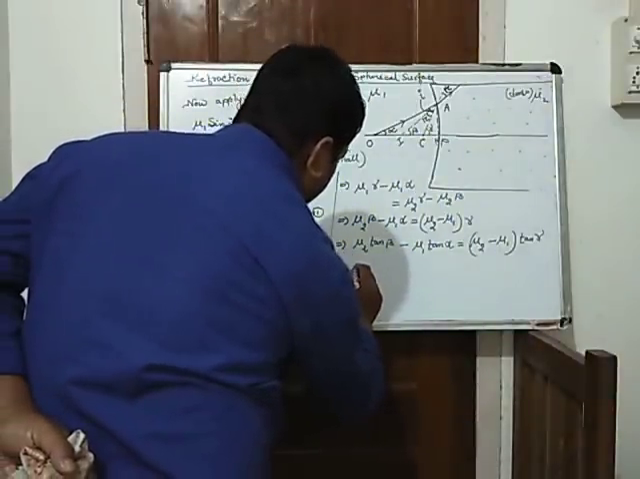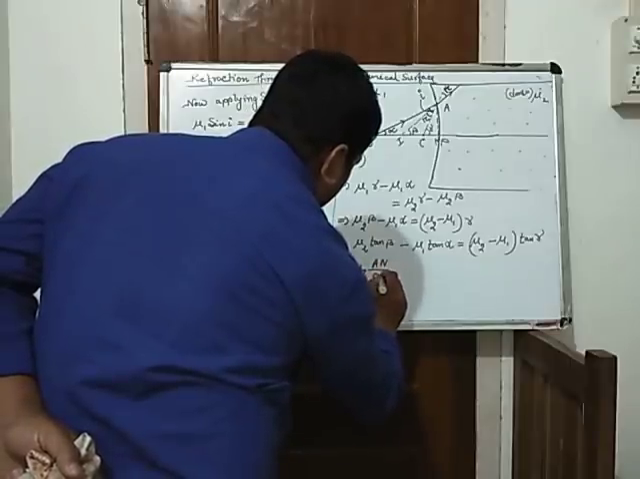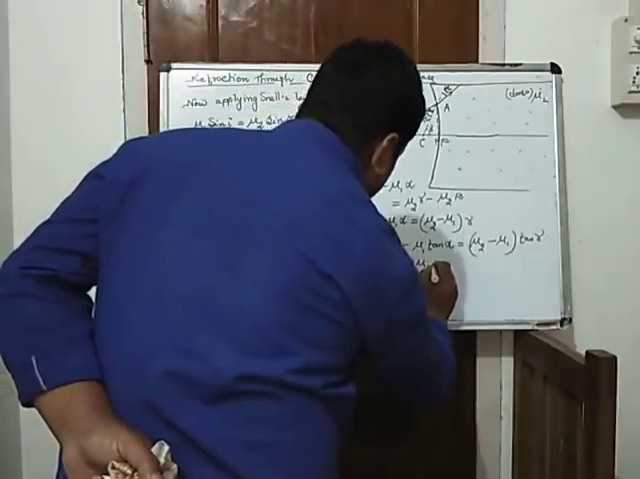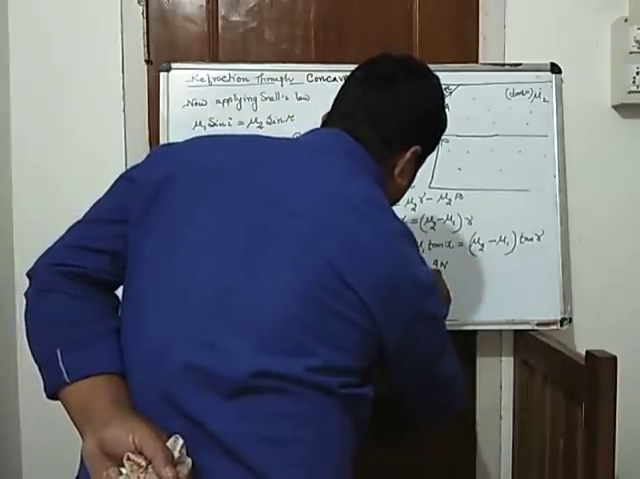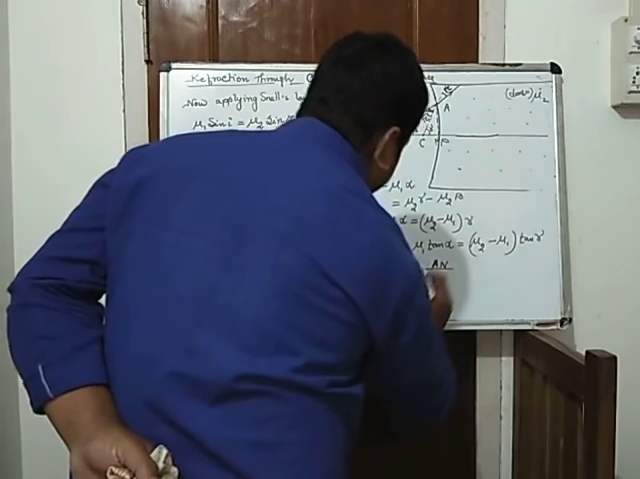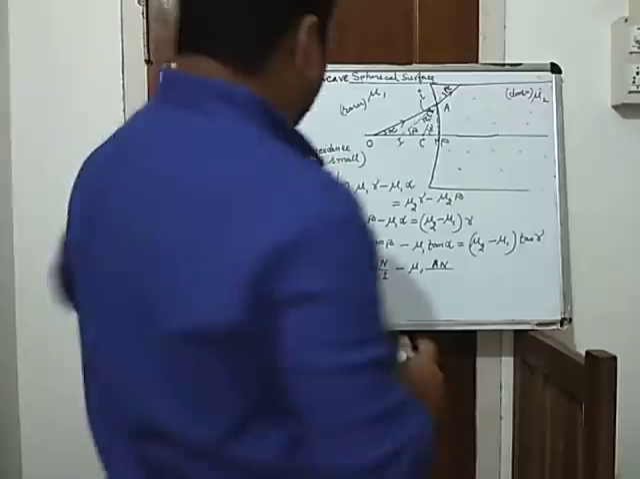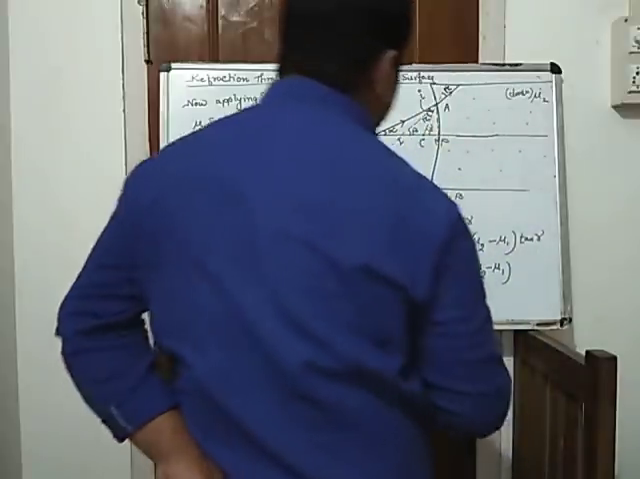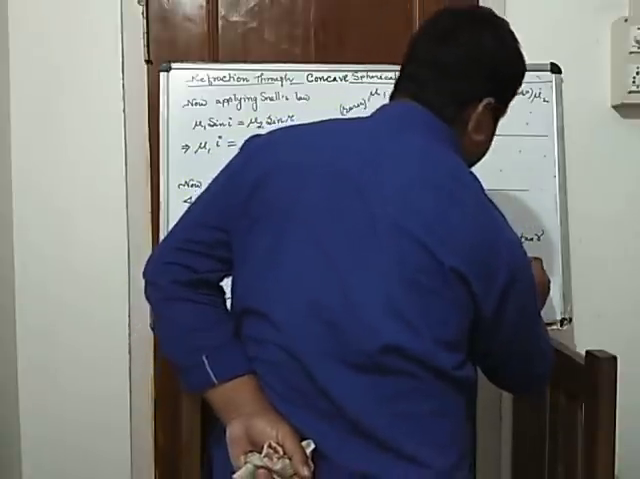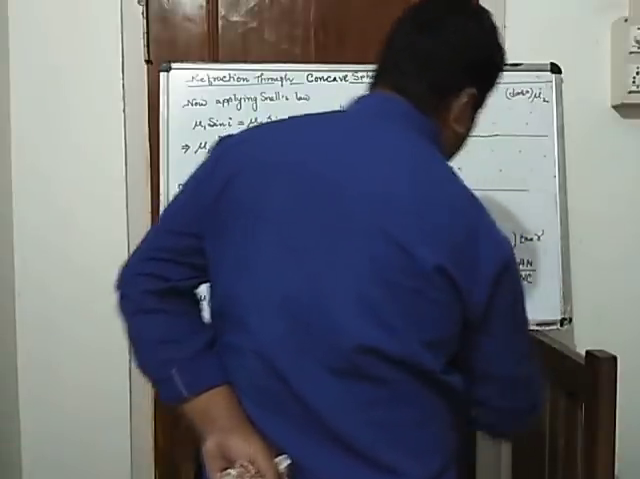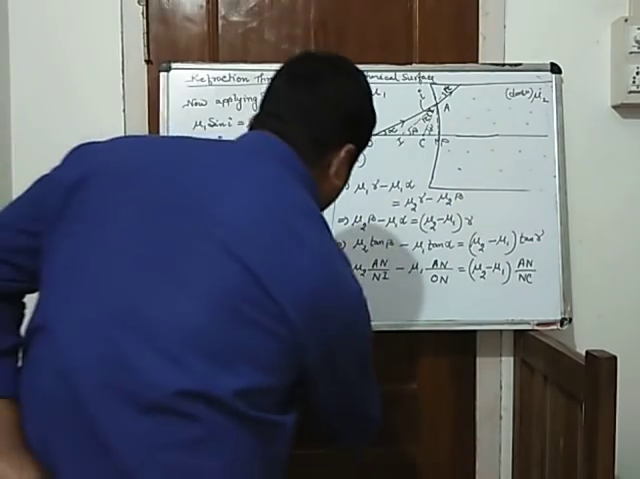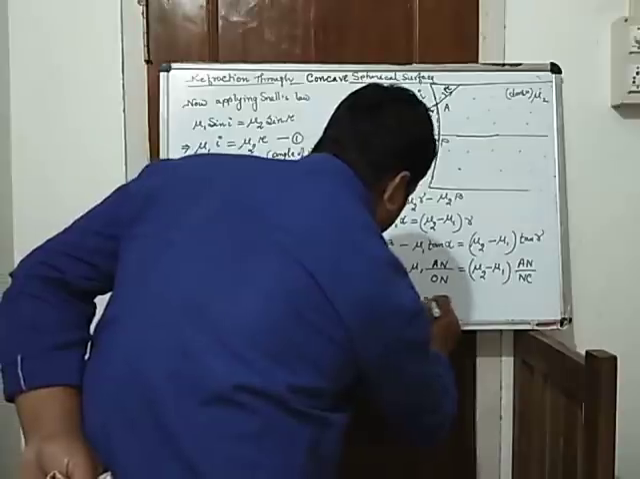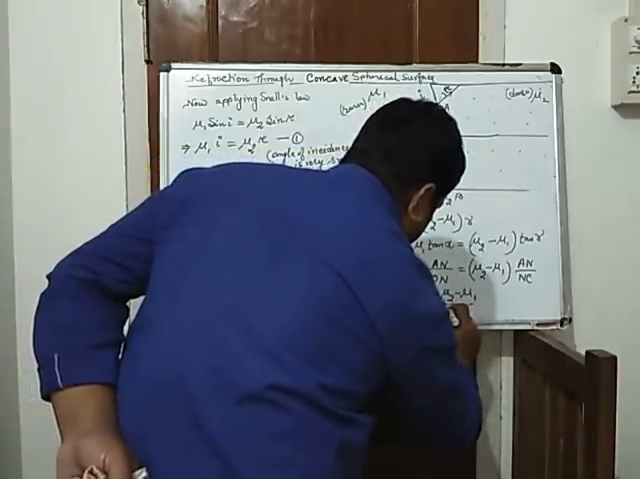Tan beta equals AN by NI, tan alpha equals AN by ON, and tan gamma equals AN by NC. So AN cancels, and we get mu 2 by NI minus mu 1 by ON equal to (mu 2 minus mu 1) by NC.